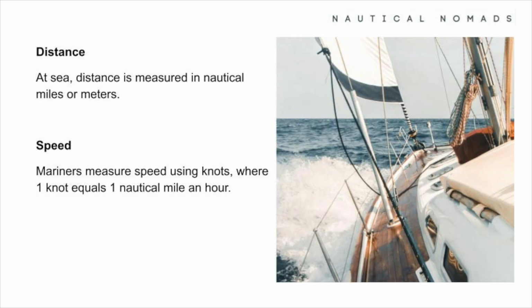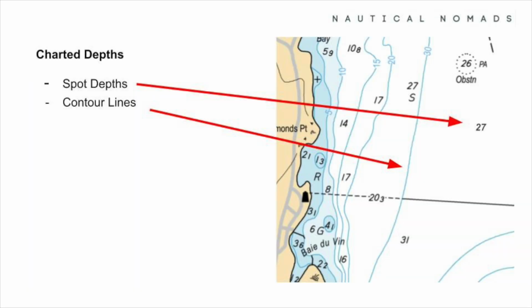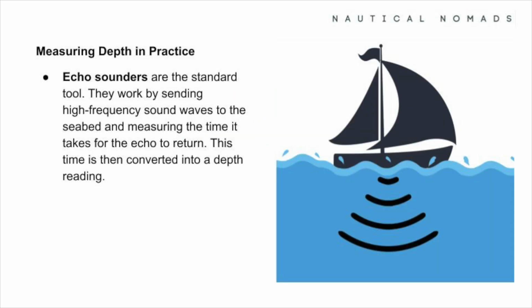Summary. Let's review the key points covered. Distance, measured in nautical miles, with 1 nautical mile equal to 1,852 meters. Speed, measured in knots, where 1 knot equals 1 nautical mile per hour. Depths and heights, referenced to levels like chart datum, MHWS and HAT. Charted depths, shown as spot depths or contour lines, with the drying line marking areas exposed at low tide.